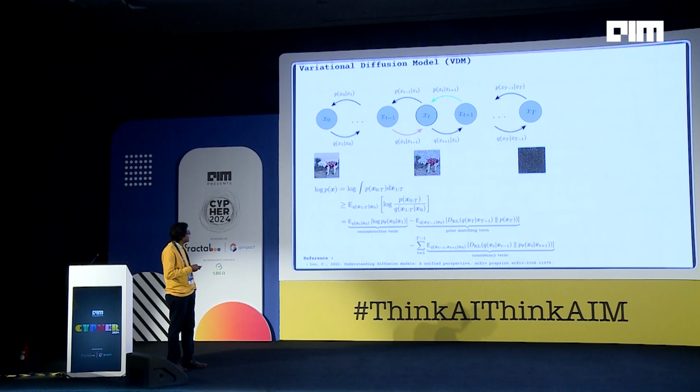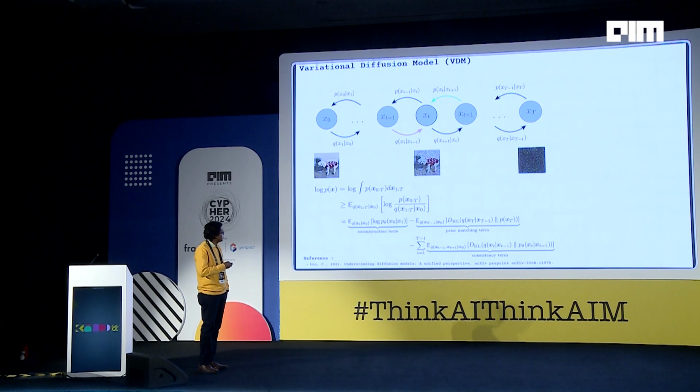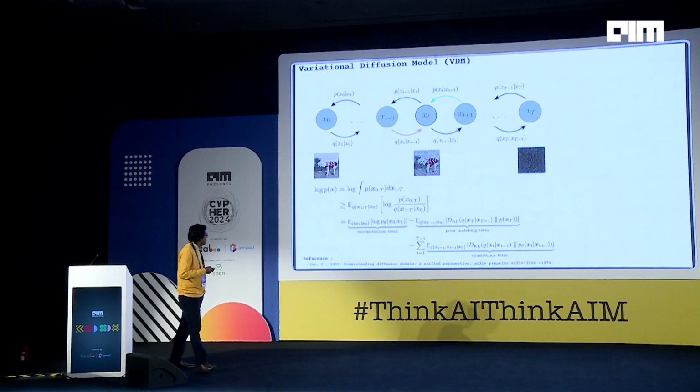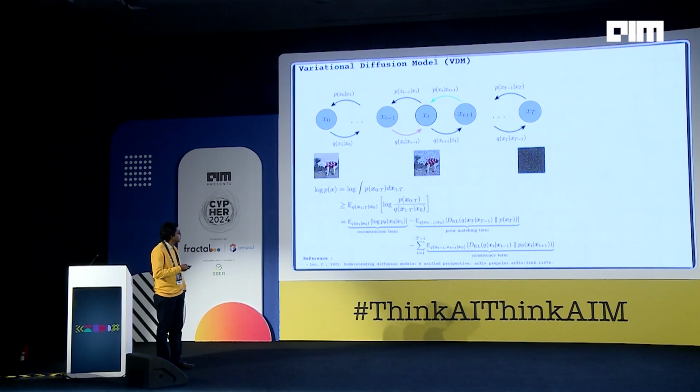This is the prior matching term. Basically, for the last step, it should be p of xt. But I know p of xt is Gaussian 0, 1. So I know there is not much learning here, and there is no learnable parameter here also, right? So this is fine. This is very interesting. This is what I actually want to achieve, right? So I want to minimize this KL divergence. This is called the consistency term.